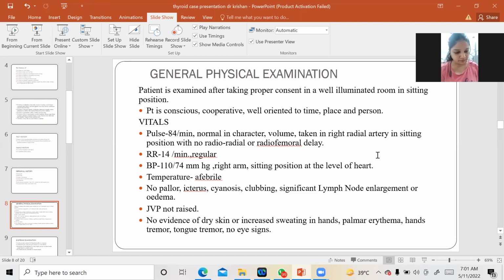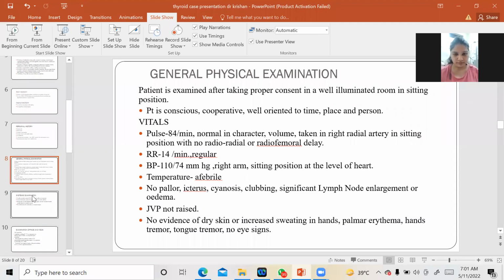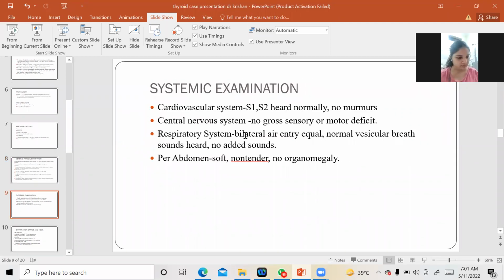So coming to the next slide. Coming to the systemic examination: on cardiovascular system, S1 S2 heard normally, no murmur. Cardiovascular system is important because in the case of thyrotoxicosis we get atrial fibrillation. So this is one important thing. In central nervous system there is no gross sensory or motor deficit. In respiratory system there is bilateral equal air entry, normal vesicular breath sounds, no added sounds.